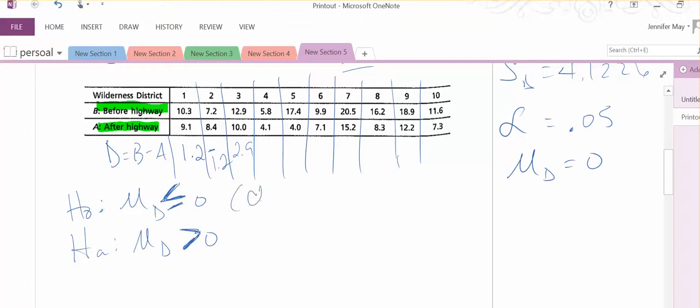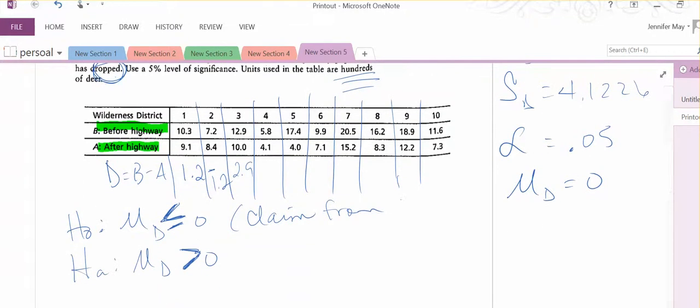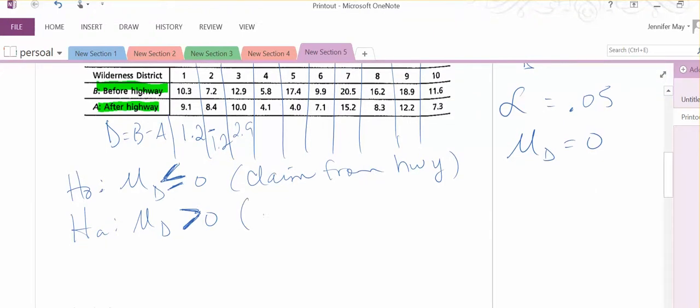And I don't know that I really like that. So this is the claim from where? From the district. How'd they word it? From the highway department. And this is what we're interested in.